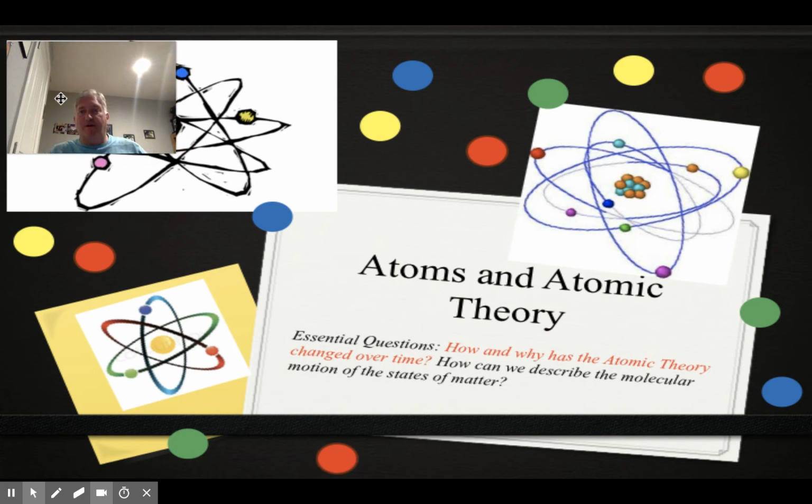All right, that's better. We're talking about atoms and atomic theory today. So, what is our essential question? It was already on the board, but in case you're watching the video at home, rewatching it, the essential question is how and why has the atomic theory changed over time, and how can we describe the molecular motion of the states of matter?